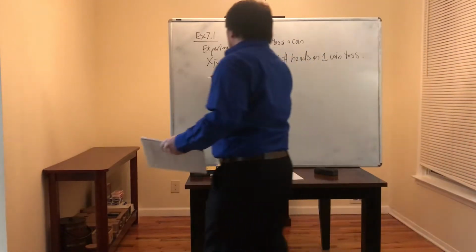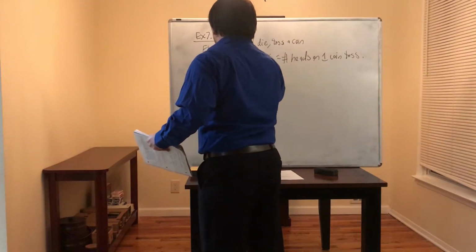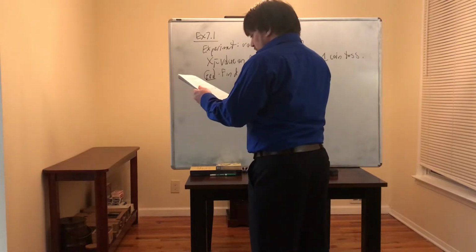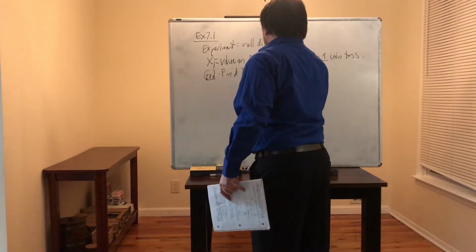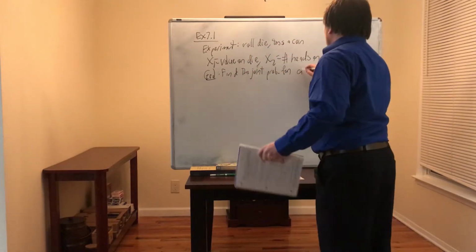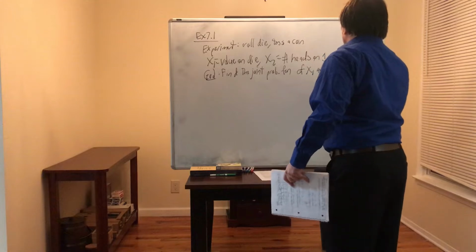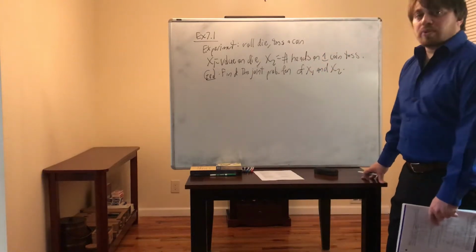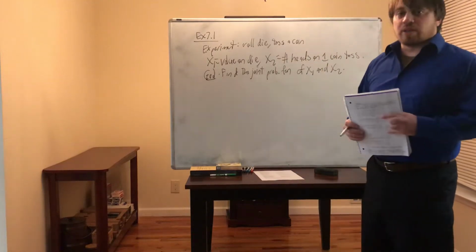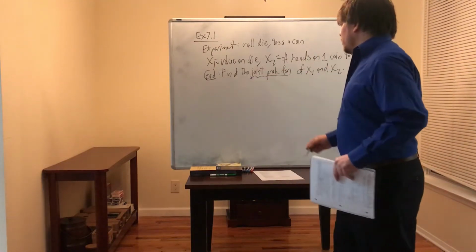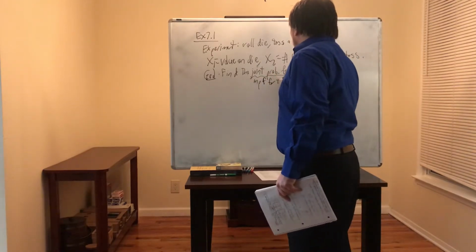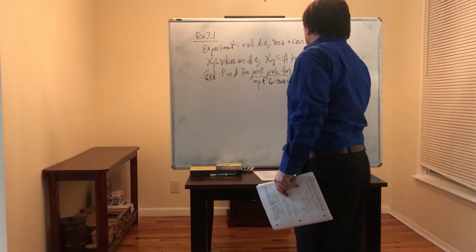The goal is going to be to find the joint probability function of X1 and X2. It's the multivariate probability function of two variables. That's what a joint probability function is: the multivariate probability function for two random variables.